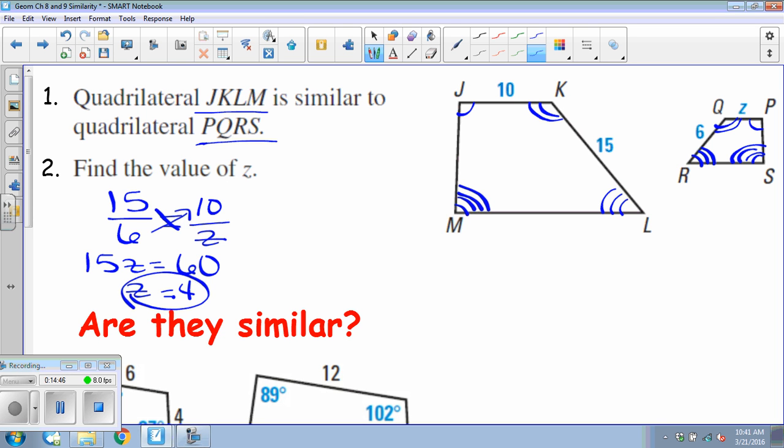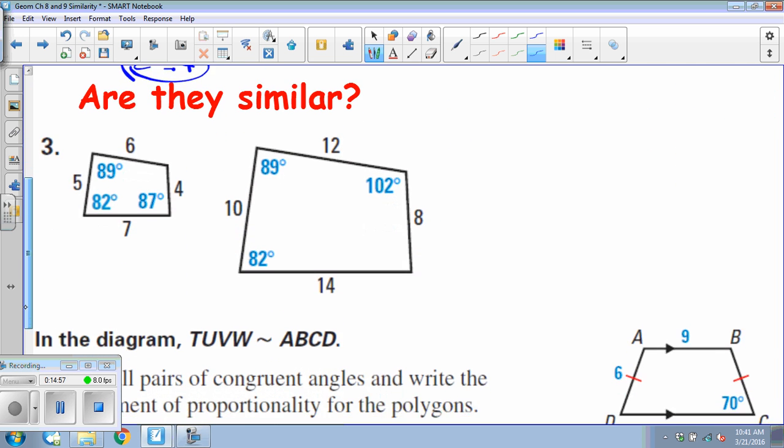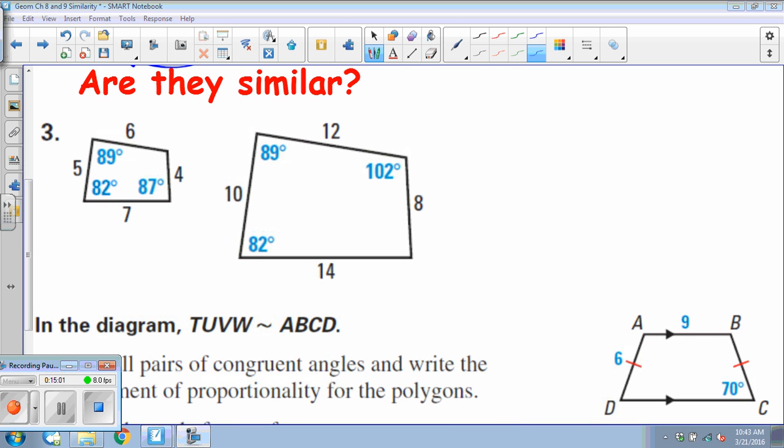Now, for this example, they told us they were similar. For the next one, they're asking us, are they similar? Based on the information they give us, are they similar figures? Okay, are they similar? Yes, they are. Okay, so we see that 89 is congruent to 89, 82 congruent to 82, but we need to know the rest. First of all, angles in a quadrilateral add up to equal 360. So the missing angle in the smaller one, if I add these up and subtract from 360, I get 102.